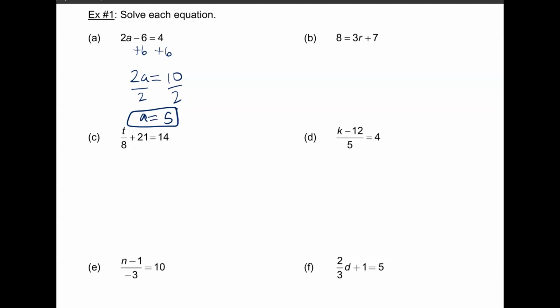So you have to work backwards. The first thing you have to do is subtract 21 first, and then you have t over 8 equals negative 7. And then we have to do the opposite operation. Right here, t is being divided by 8. So to get rid of it, we have to do the opposite. Instead of dividing, we're going to multiply both sides by 8. So I see t is negative 56.